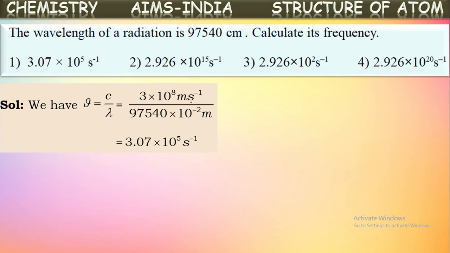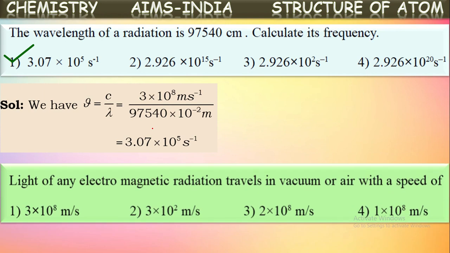But here velocity of light is taken in meters per second, so let us convert this wavelength also into meters. We know 1 centimeter is equal to 10 to the power of minus 2 meters. So to convert this wavelength from centimeters into meters, it should be multiplied with 10 to the power of minus 2. Then it will be in meters. Now if you simplify this, we get the value as 3.07 into 10 to the power of 5 second inverse. This is the frequency of that radiation. Where is it given? What will be the correct answer now? Yes, first one.